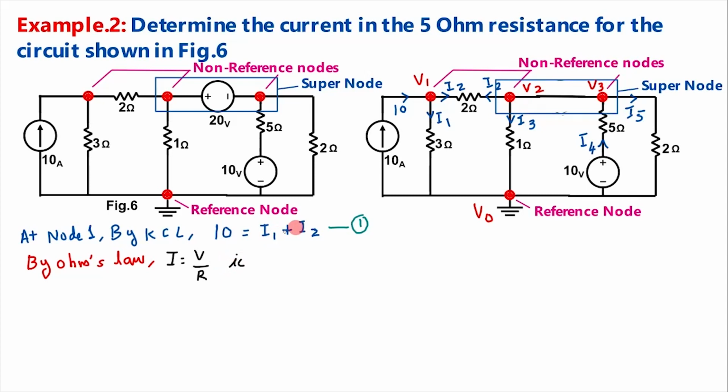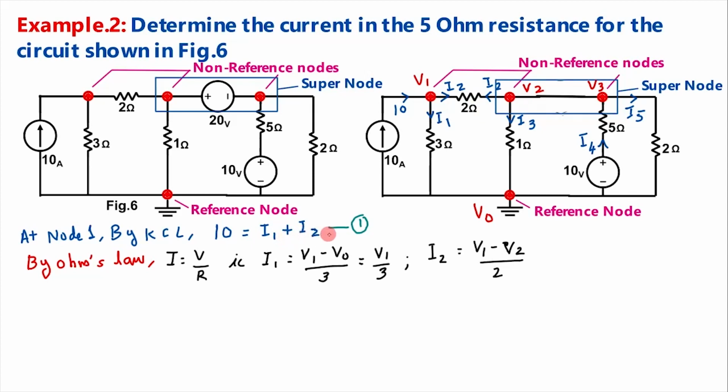I1 is equal to V1 minus V0 divided by the resistance 3 ohm. I1 is equal to V1 minus V0 divided by 3. As V0 is equal to 0, this can be written as V1 by 3. I2 is equal to V1 minus V2 divided by this 2 ohm.